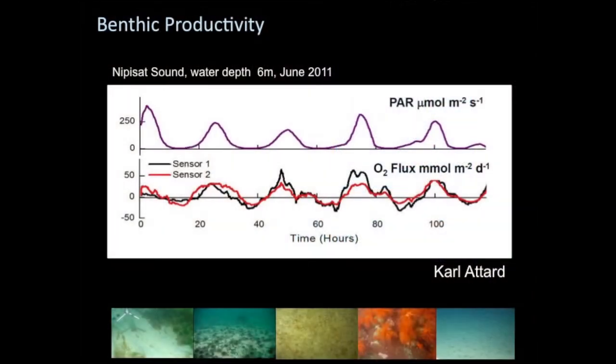The next slide will show one data set from such a deployment from Nipisat Sound at 6 meters of water depth over 5 days. You can see the light at daytime, dark at nighttime, and at the same time you see the concurrent fluxes measured by 2 instruments deployed next to each other. You can see you have oxygen release when it's light and uptake when it's dark. From such data sets, you can get excellent quantitative estimates of the benthic primary productivity. We've done that in many places.